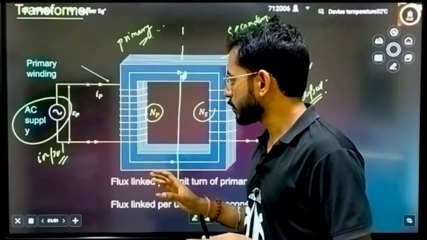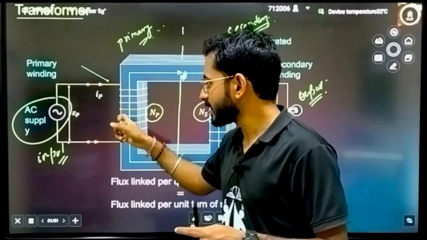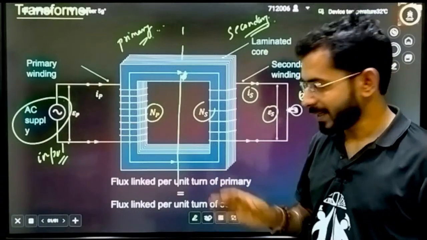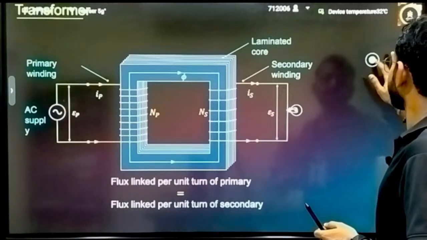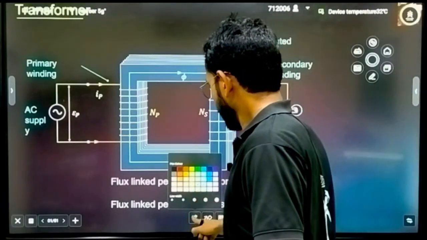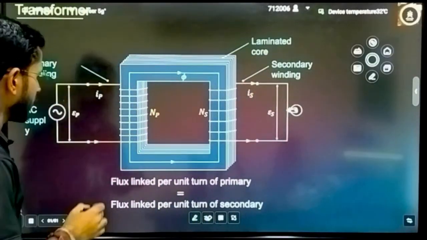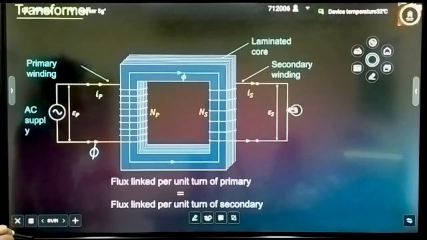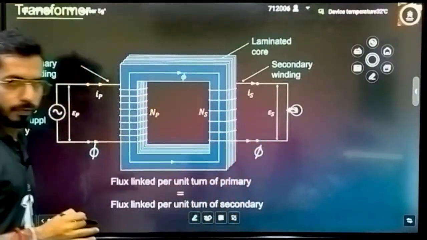And the same thing is happening here also. Here some change in flux will be coming, and due to that change in flux, some EMF will be generated here as well, in the secondary part as well. Now how will we come to the results, that you understand. First, how will you write flux? Let's suppose flux will be written as phi, and the same flux is passed on here, phi.